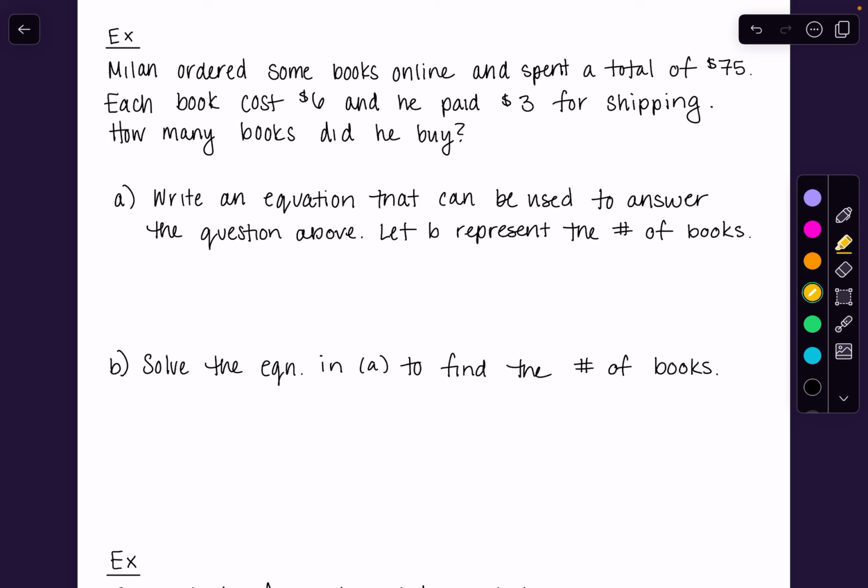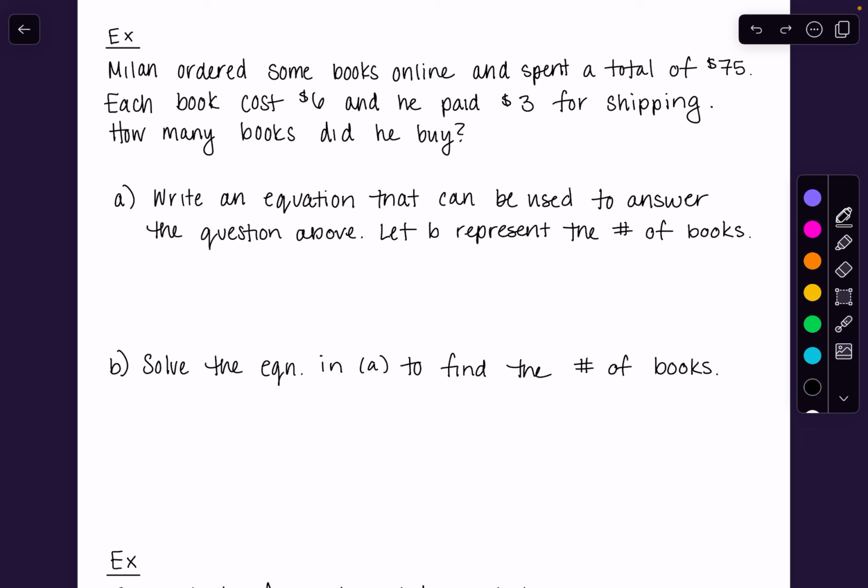Milan ordered some books online and spent a total of $75. Each book cost $6, and he paid $3 for shipping. We want to figure out how many books did he end up buying. Okay? You don't need an equation to do this, but let's try to write an equation that can be used to answer the question. And since what we're searching for is how many books he bought, we're going to use the variable B to represent that. That's our unknown, okay?